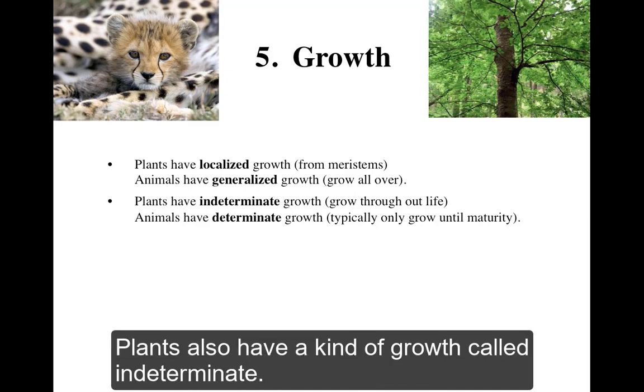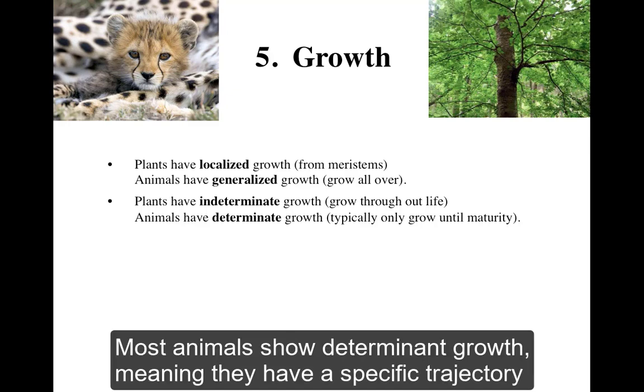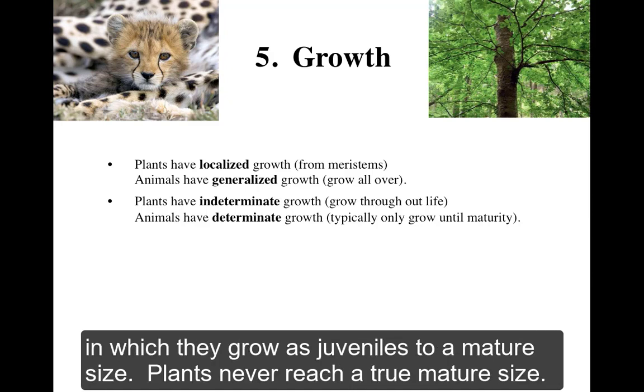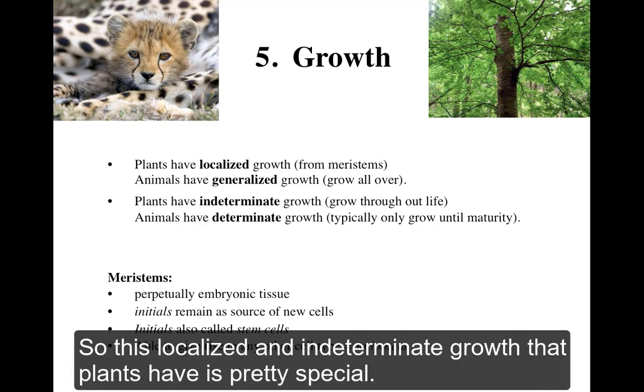Plants also have a kind of growth that's called indeterminate, meaning that they grow forever throughout their entire lives. Most animals show determinate growth, meaning they have a specific trajectory in which they grow as juveniles to a mature size. Plants never reach a true mature size. They continue to grow through their entire lives. So this localized and indeterminate growth that plants have is pretty special.